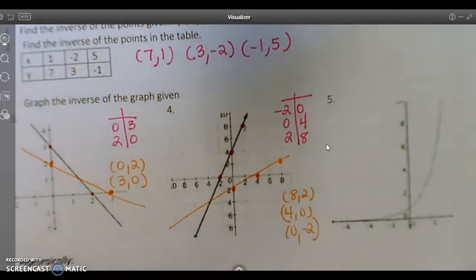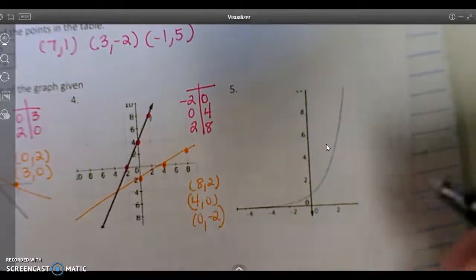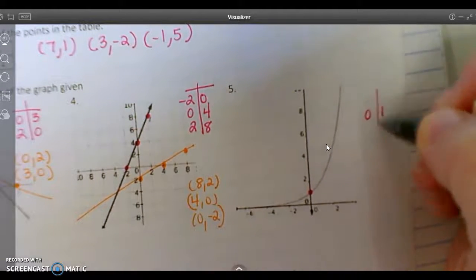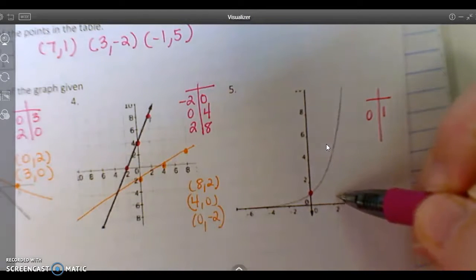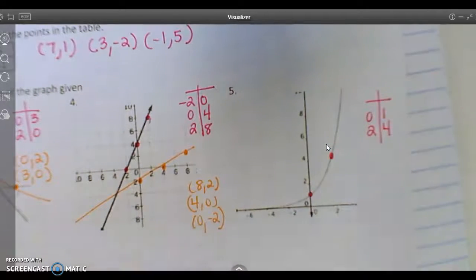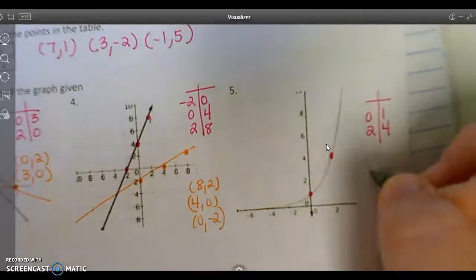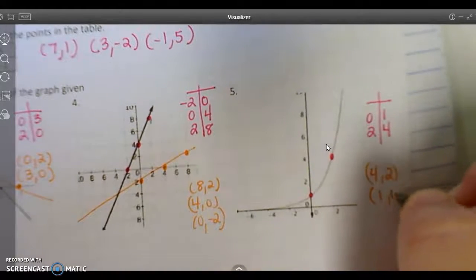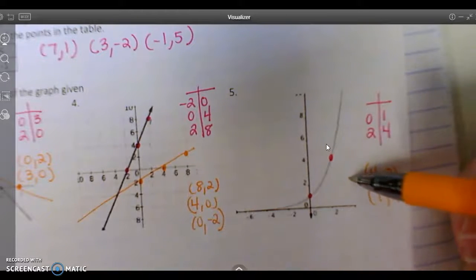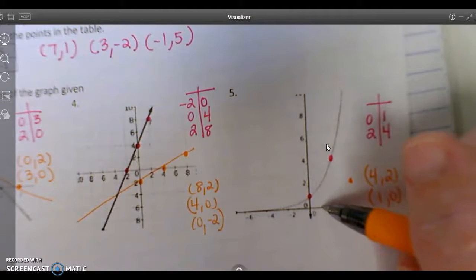All right, I've got one more graph to look at. And it's kind of hard to tell here, but I think there's supposed to be a point here at 0, 1. And I think there's a point up here at 2, 4. Like I said, I know that's hard to see, but I'm just going to tell you that's what the points are and use those 2 points. Switch the points again. So 4, 2, and 1, 0. So 4 would be out here and 2 would be here. 1, 0 would be here.